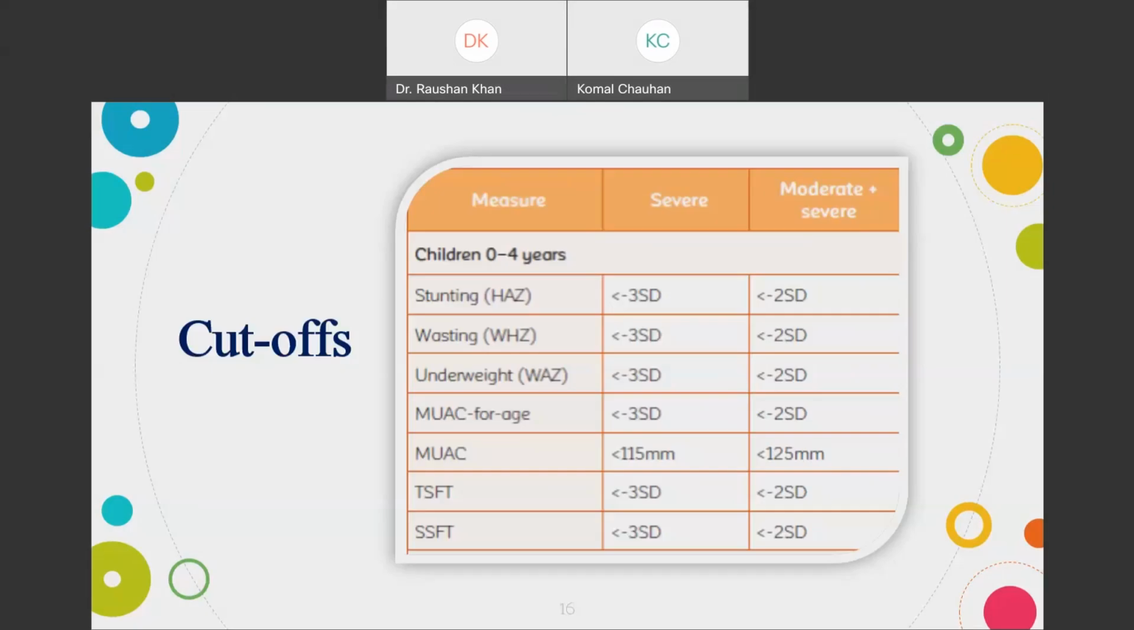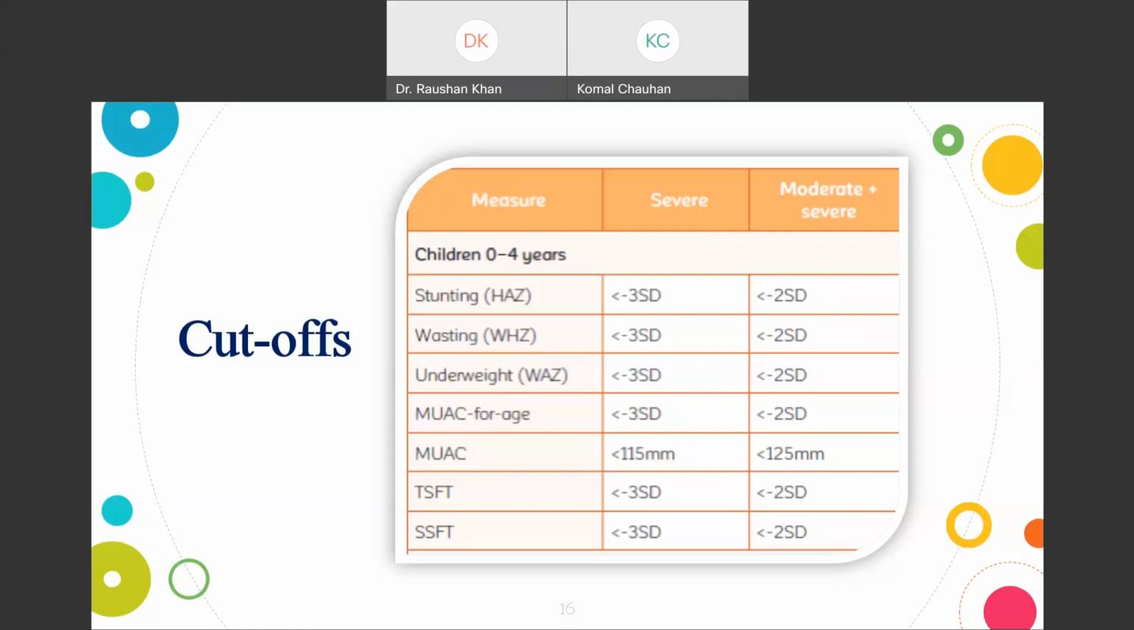Now, these are the cutoffs given by WHO. WHO is an organization which provides cutoffs for children from 0 to 5 years. The Indian Academy of Pediatrics is there. We generally follow the cutoffs of IAP, but IAP has not given cutoffs for 0 to 5-year-old children recently. The cutoffs are very old, like 1990 or 2000.